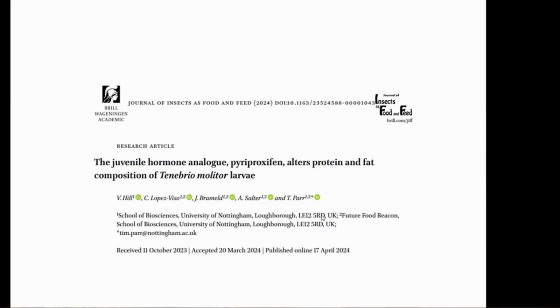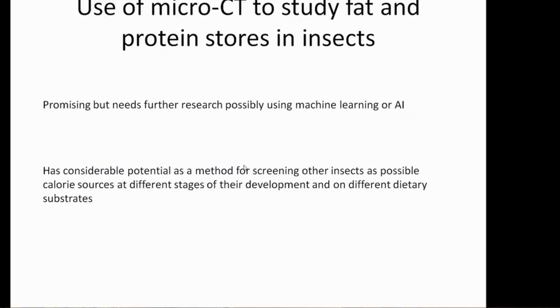Now, we haven't yet got the results of these, but certainly already we're very confident that we are confirming Vicky Hill's, or Dr. Vicky Hill as she is now, results in terms of the fact that this hormone lowers the relative ratio of fat in the specimens.